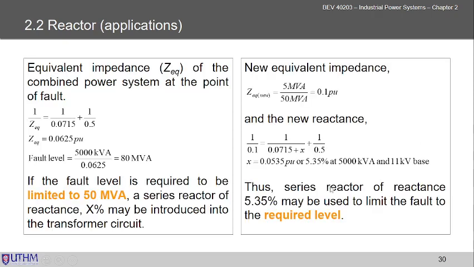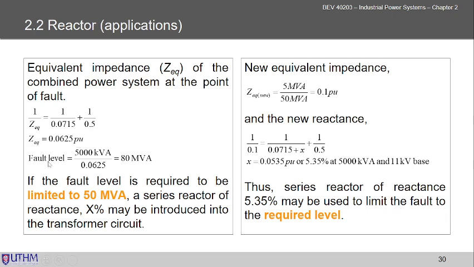So how much is the series reactance? Now we calculate for that. The equivalent impedance, the Z percentage of the combined power system. Because it is in parallel, you can use your parallel circuits calculation. 1 over Z equivalent is equal to 1 over the transformer, and this is the generator. And then the Z equivalent now is 0.0625 per unit.